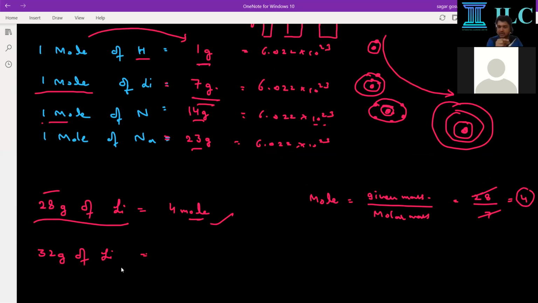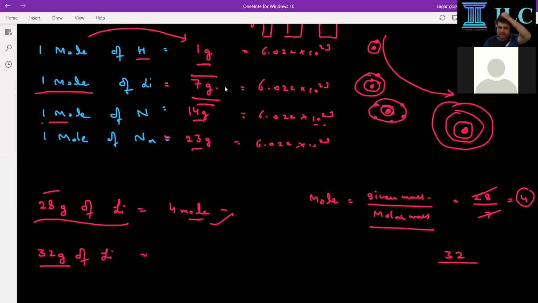Like 7 fours are 28 and 7 fives are 35. So now it is coming in the middle, right? It is something like 4.4, 4.5, isn't it? So it's like 4 point something more. So actually, for how much I am asking? For 32. So you have to write above the given mass.